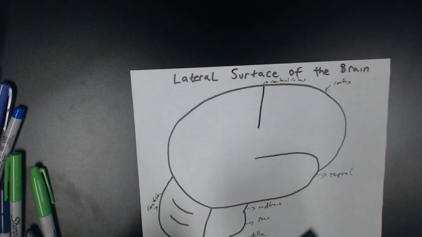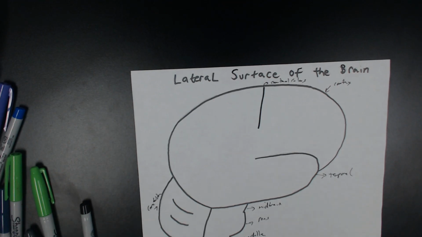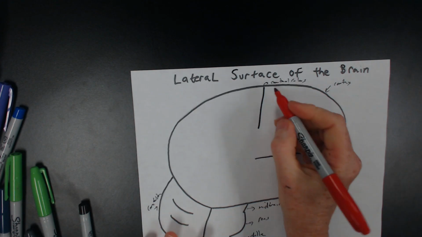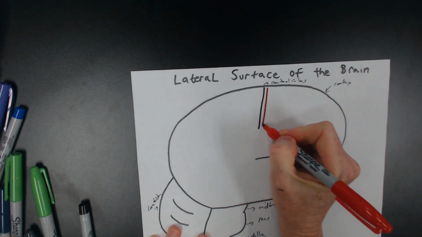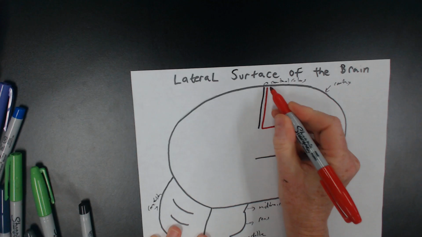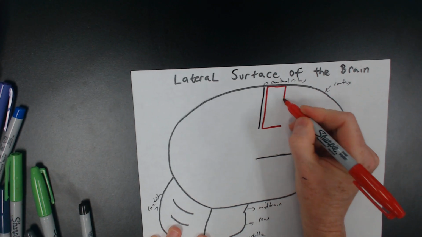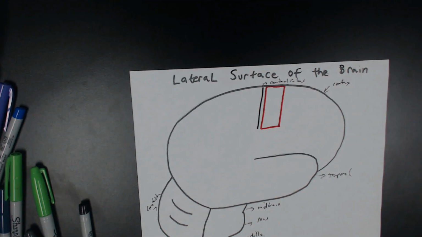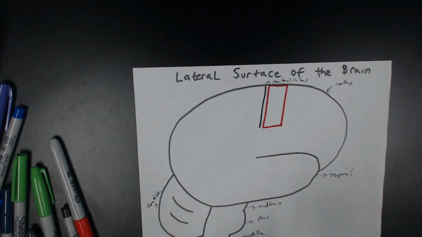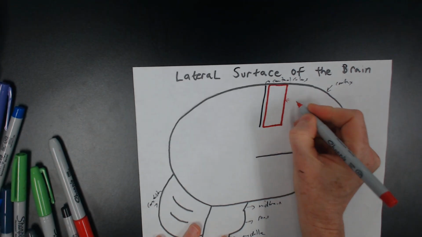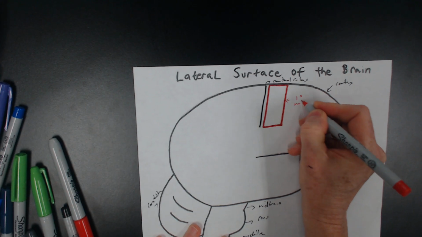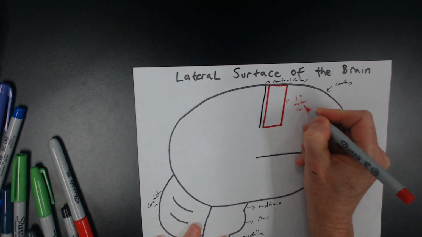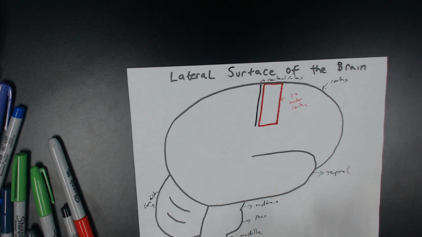And then I talked about the frontal lobe. There's an important gyrus that we talked about just in front of the central sulcus. Anybody remember the name of that one? Yeah, that's your precentral gyrus, or your primary motor cortex. Okay, we'll just label it primary motor cortex.